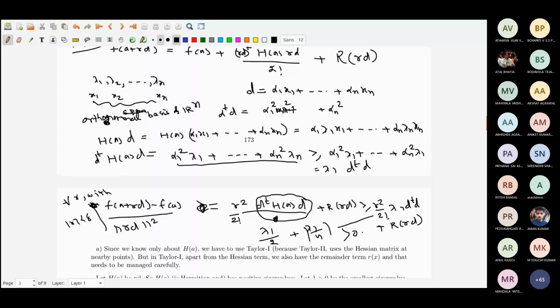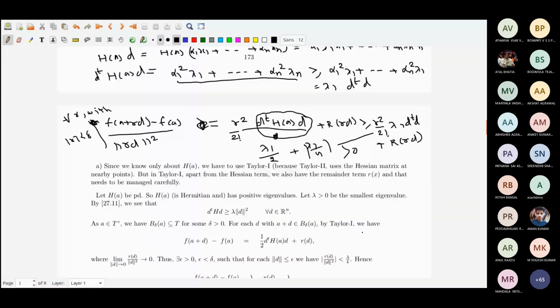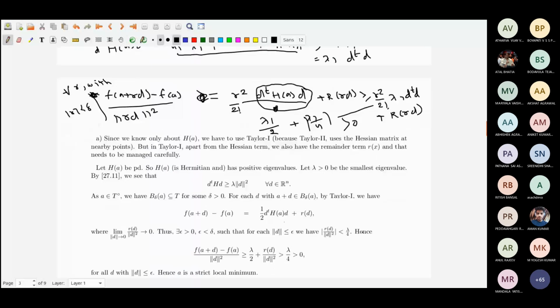So that basically says that A is strictly less than things in the neighborhood, any point in the neighborhood. Given a point in the neighborhood, you consider that direction and you would have said it is strictly less than this. That is how you prove it. So this is the proof of the first one, that if HA is PD, then A is a strict local minimum. Okay, what is the second one?